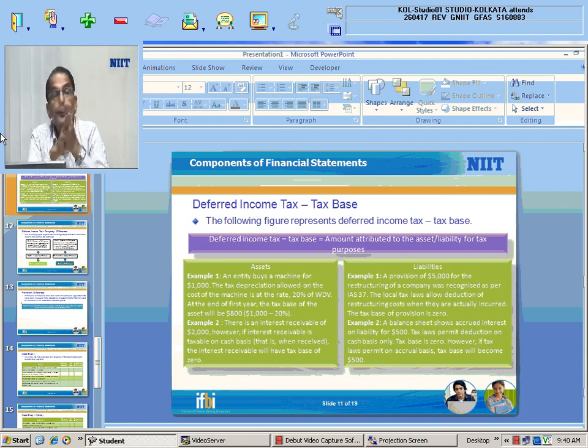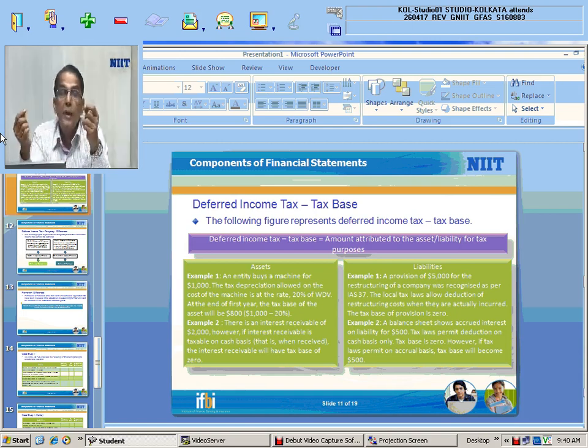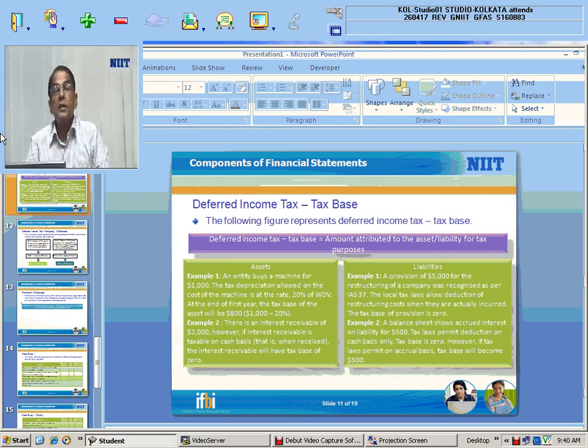Second example. The 5,000 which was appearing as provision for restructuring, the first example I am talking of, was a liability item in the balance sheet. The carrying value was 5,000, but its tax base is 0. So the temporary difference is 5,000. And the temporary difference will not exist in the subsequent year when that restructuring cost is really incurred.